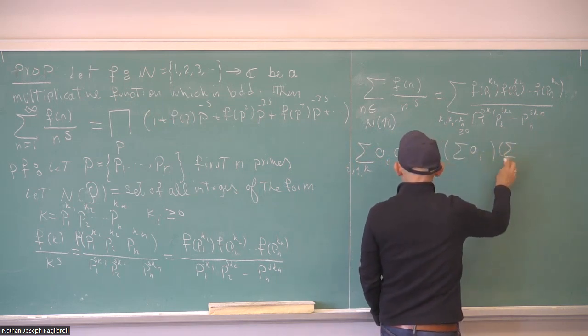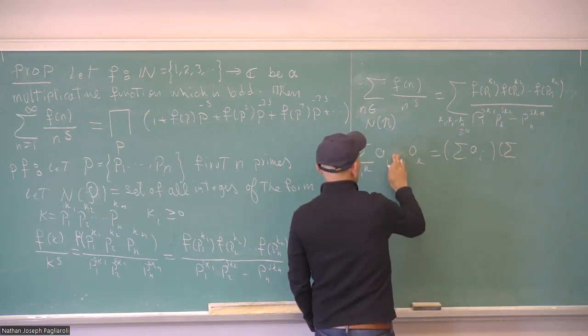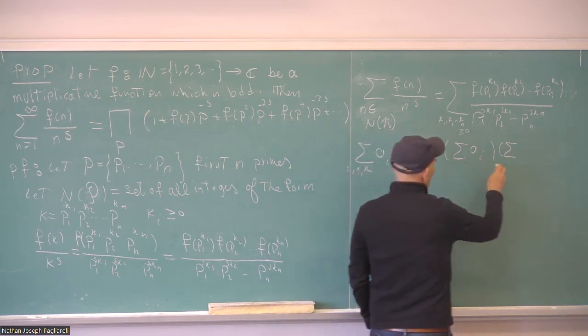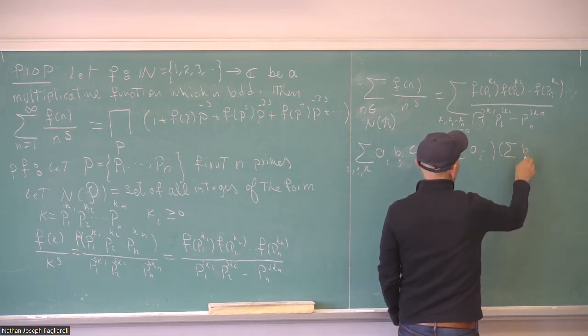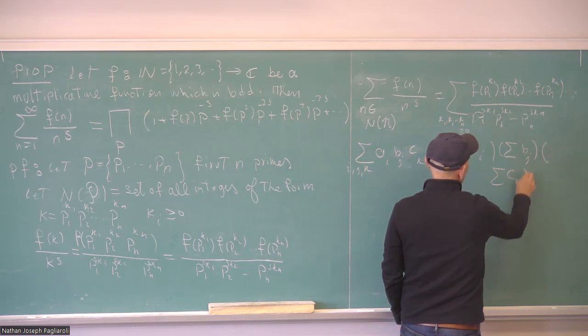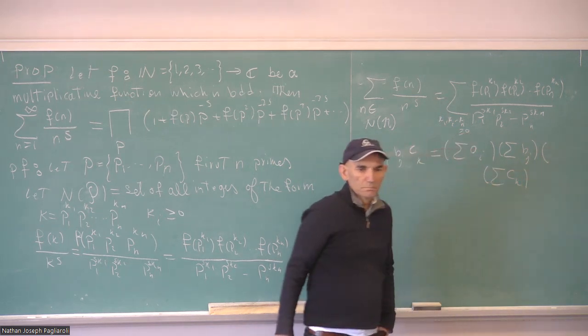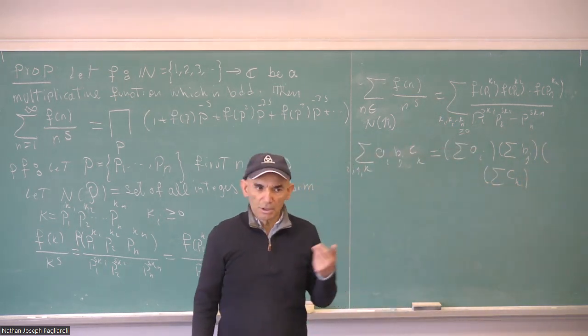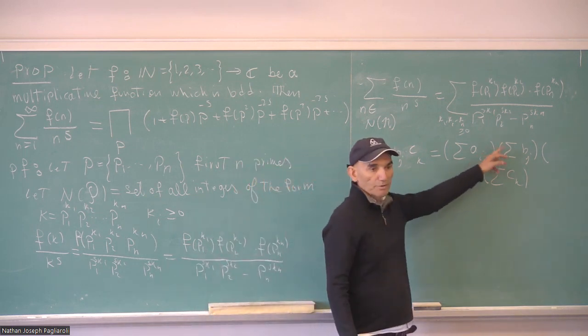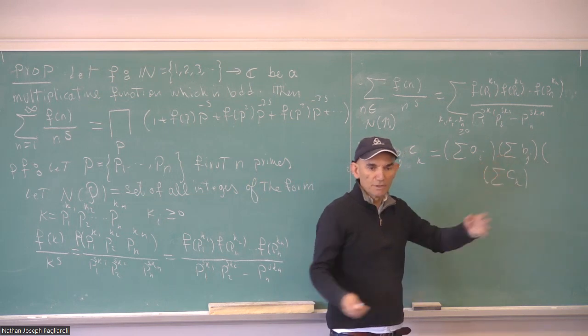In this case, you just write it as the sum of a_i, times the sum of b_j, times the sum of c_k. You can switch sums of products into products of sums by distributing this.